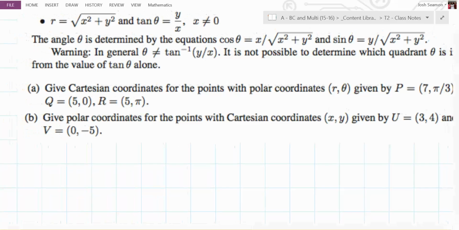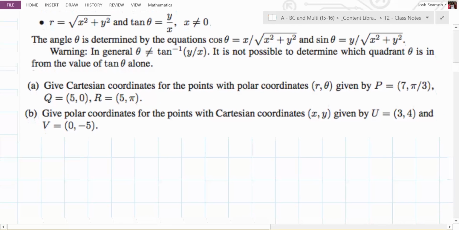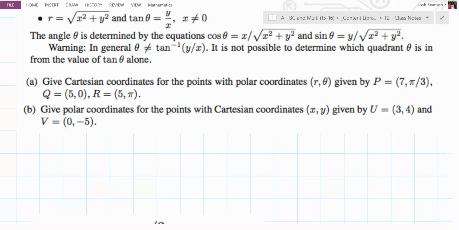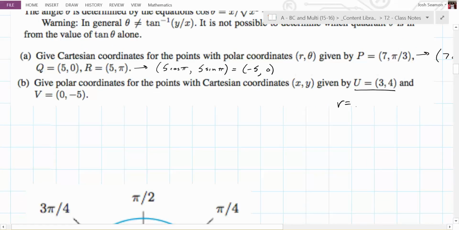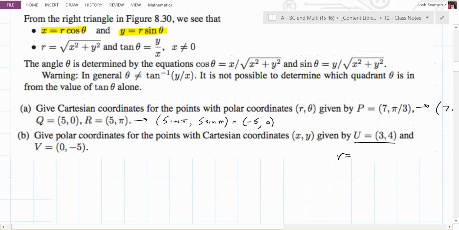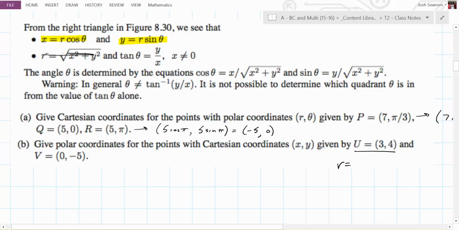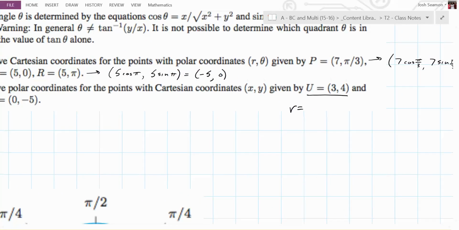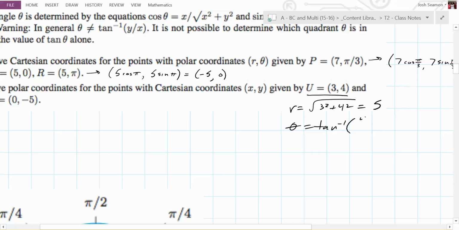So, a few questions here, A and B. How do you find the r value? Look up there. What do you see for r? R is going to be the square root of 3 squared plus 4 squared. We already did this one, so we know r is 5. And we know that the theta value is going to be tan inverse of what? 4 over 3. Why do I keep it as tan inverse of 4 over 3?